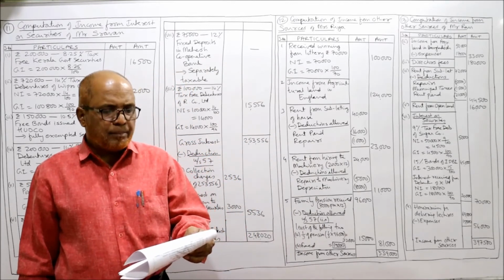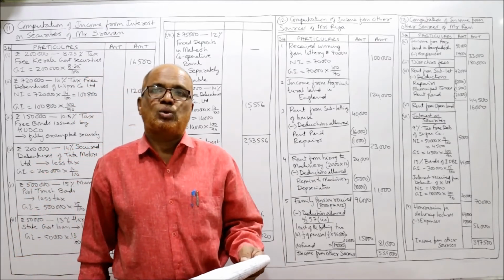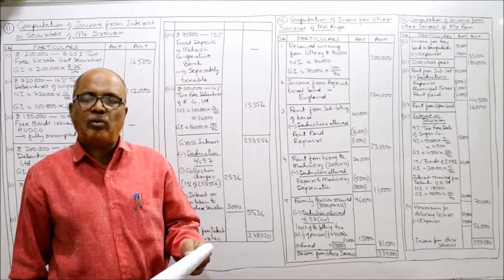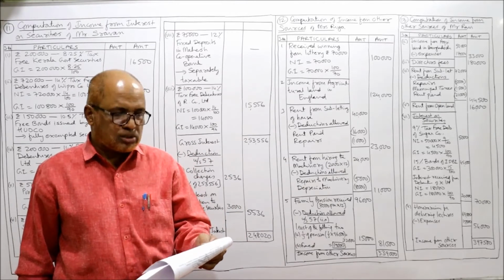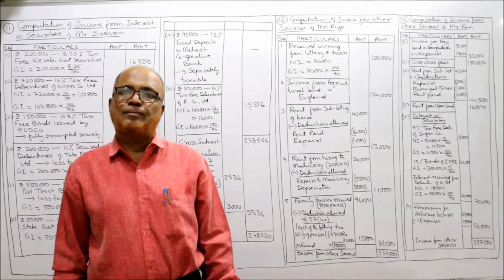Mrs. Ria submitted the following particulars to you. Compute the income from other sources. In this problem we have to compute income from other sources. What are the items given? Received winning from lottery 70,000.